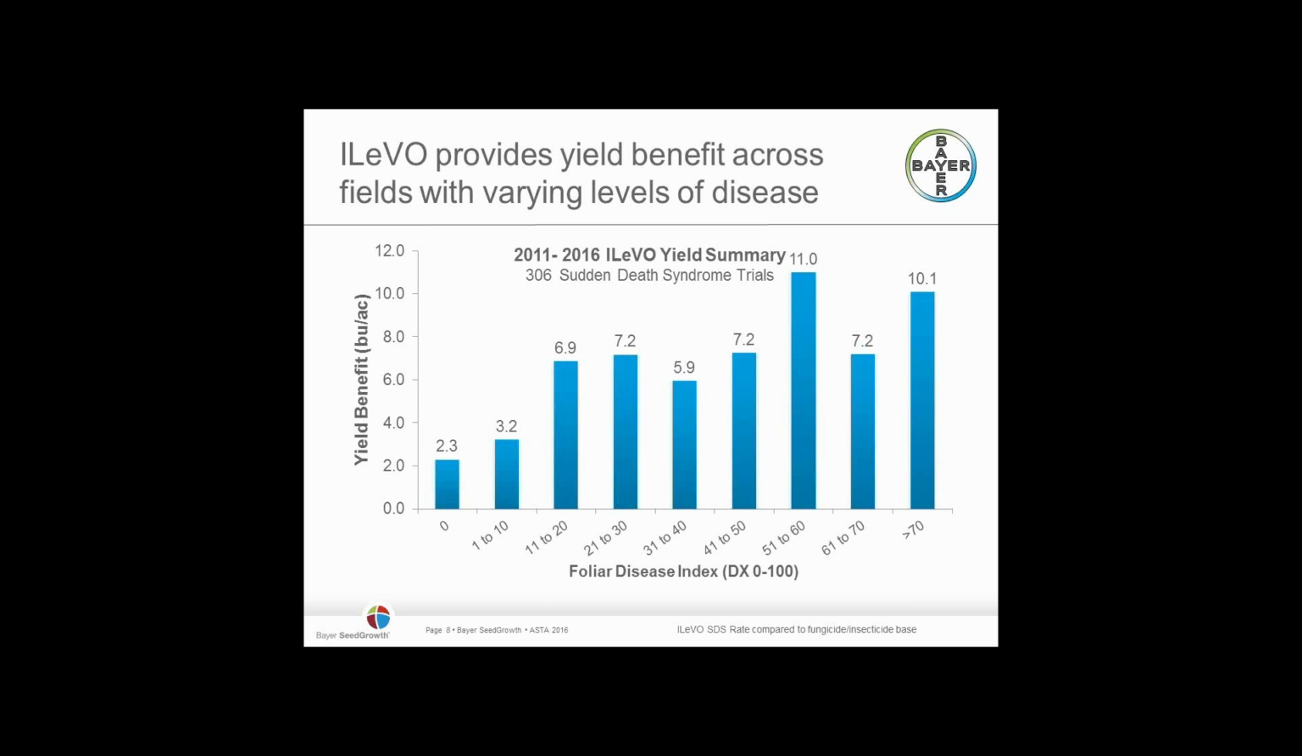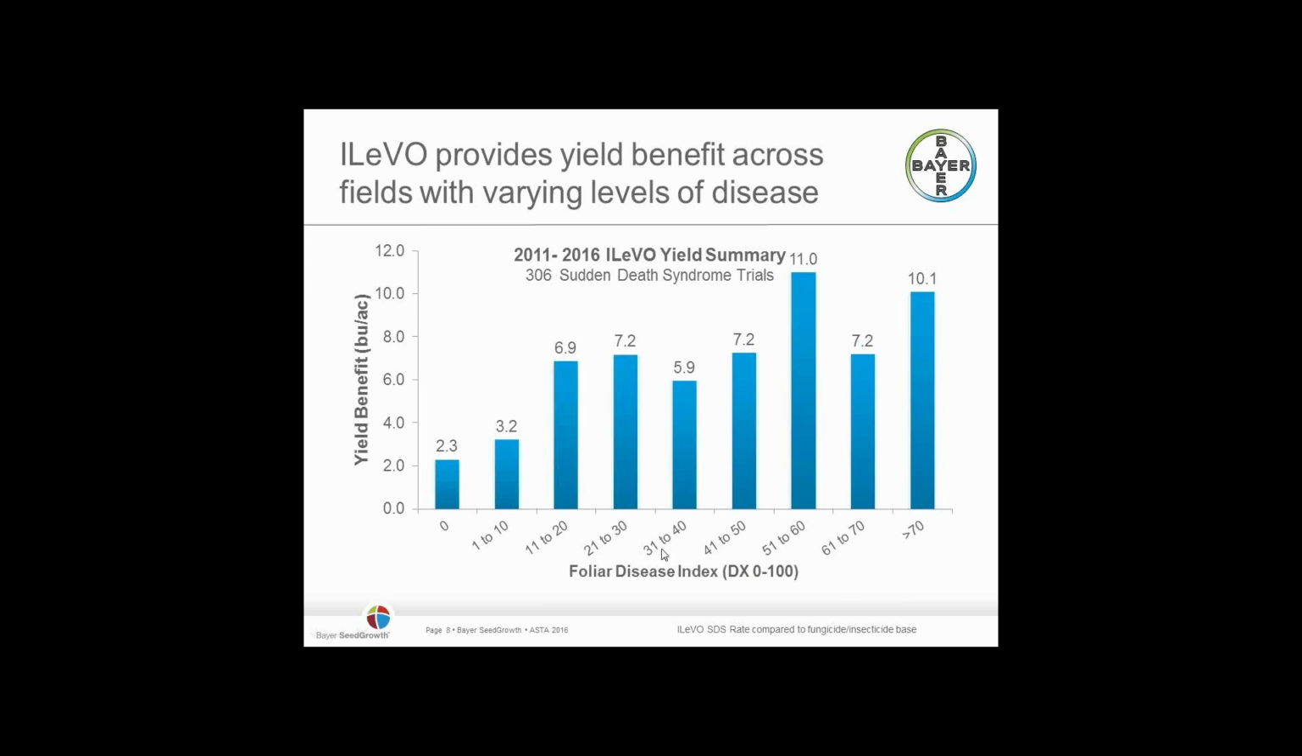Okay, so I get a couple questions about Olivo that I wanted to address. One of those would be, how is the benefit of Olivo when you have increasing levels of disease? One of the ways that we can measure how severe the disease is, like Jason mentioned, is to look at the disease index. This would go from 0 to 100. What you're accounting for here is the severity of the disease and how many plants are exhibiting symptoms. And again, we're looking at the yield benefit, and each of these bars would be an average of a number of trials to fit in these different categories.